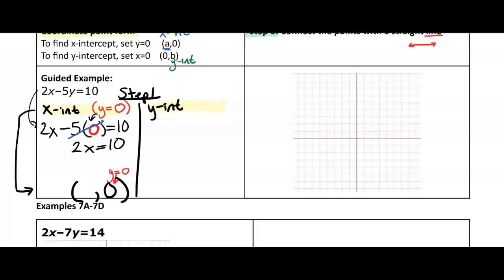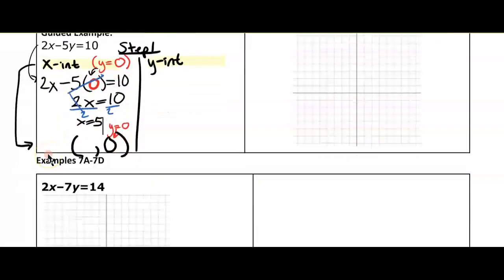What do I do to get x by itself? Divide both sides by 2. x equals 5. So what is my x-intercept in coordinate point form? Parenthesis 5, comma 0, parenthesis. And I boxed it.